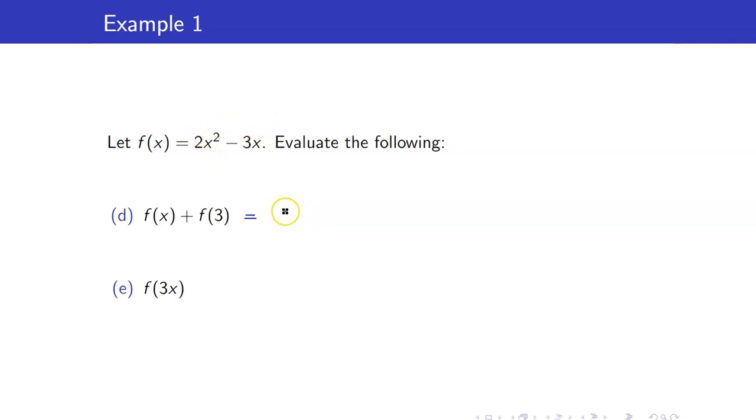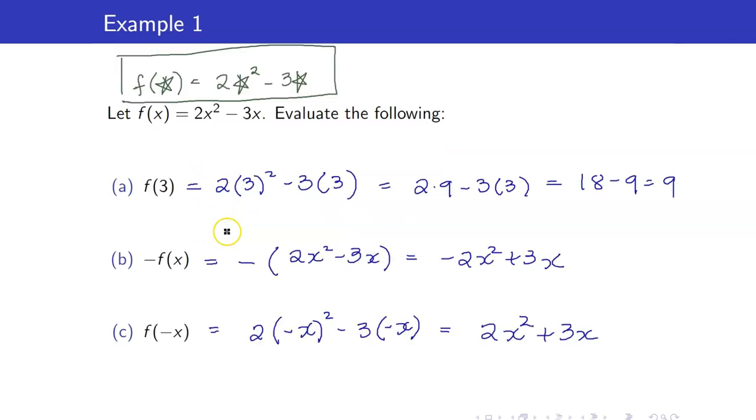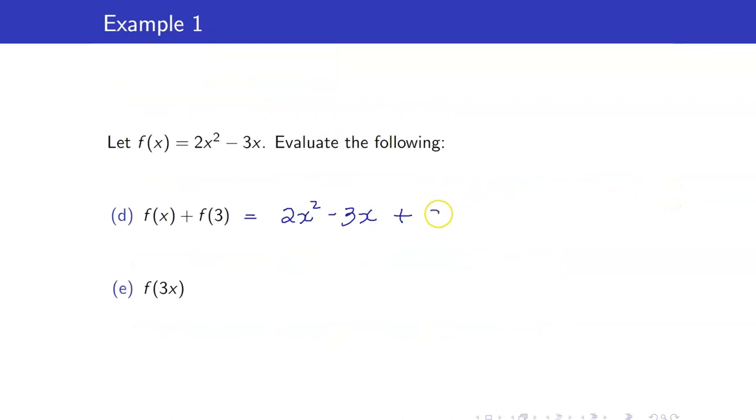Next, let's have f of x plus f of 3. Substitute f of x, 2x squared minus 3x. Plus, we have already found a value for f of 3. F of 3 is equal to 9. So, plus 9. That's it.